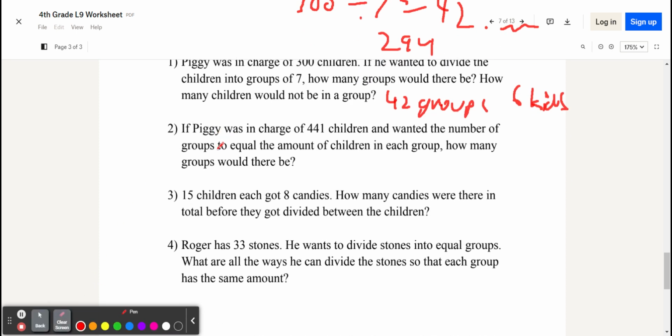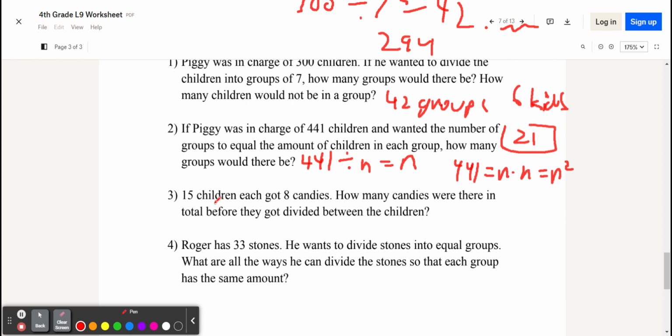Next, if Piggy was instead in charge of 441 children and he wanted the number of groups to equal the amount of children in each group, how many groups would there be? In this case, we can set it up as a division problem. 441 divided by the number of groups, let's call that n, is equal to how many children are in each group, which we say in the problem is the same number. So 441 divided by n equals n. Now if we multiply both sides by n, you'll get 441 equals n times n, which is the same thing as n squared. So what number squared equals 441? If you test that out a few times, you will eventually find that it's 21.